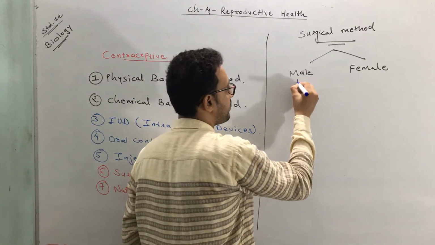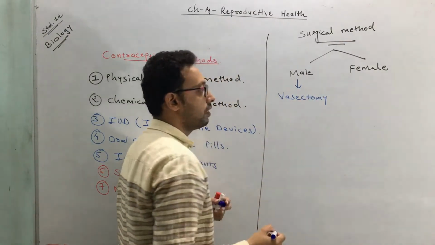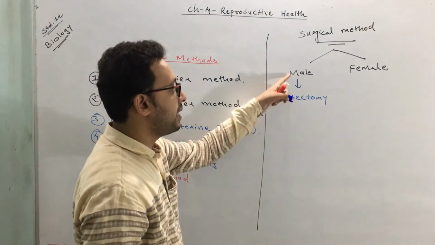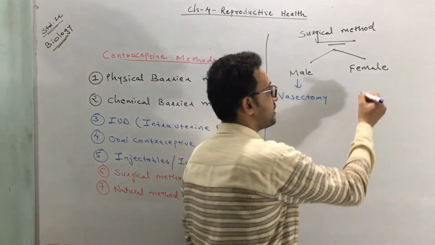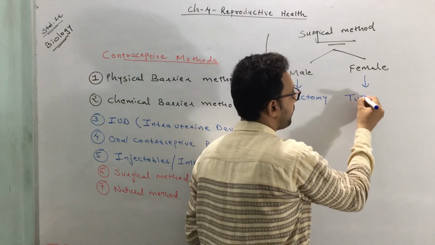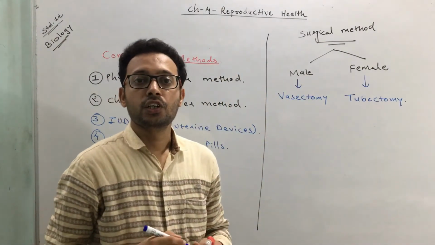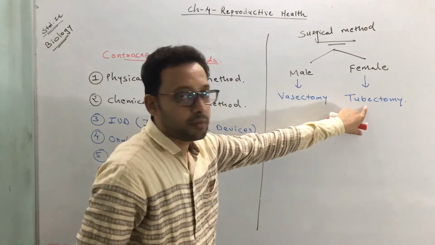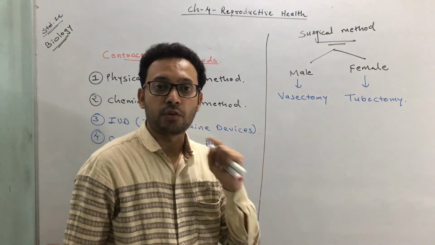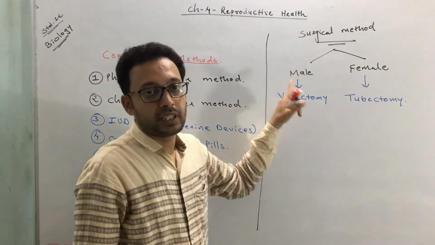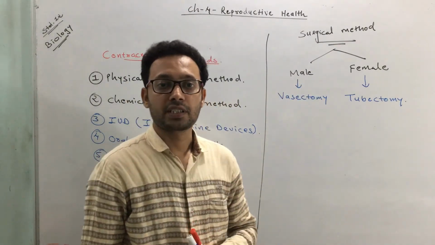The surgical method which is performed in a male is called vasectomy. What is it called? Vasectomy. The surgical method performed in a male for contraception is called vasectomy. And the surgical method which is performed in a female for contraception is called tubectomy. What is it called? Tubectomy. Tubectomy is a surgical procedure performed in a female for contraception, meaning for birth control, and vasectomy is a surgical procedure performed in a male for contraception or as a birth control method.